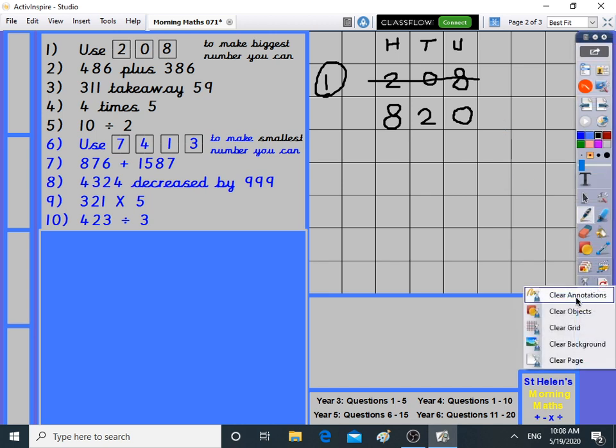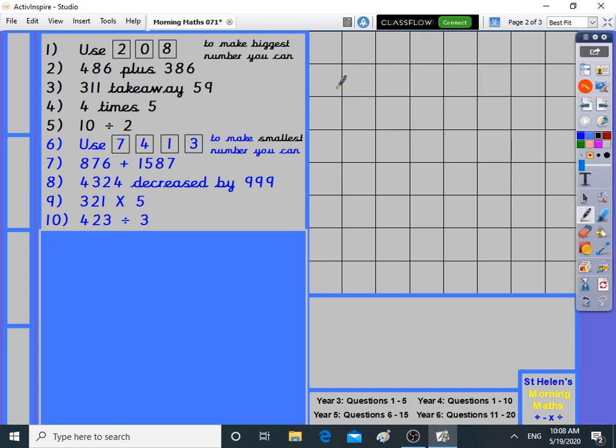And on to question 2. Pause if you need time to copy. Question 2, 486 plus 386. Lines up nicely, doesn't it? So 6 plus 6 is 12. 8 plus 8 is 16, plus 1 is 17. 4 plus 3 is 7, plus 1 is 8. 872. Plus makes things bigger, that's why the answer was bigger than the 486 we started with.